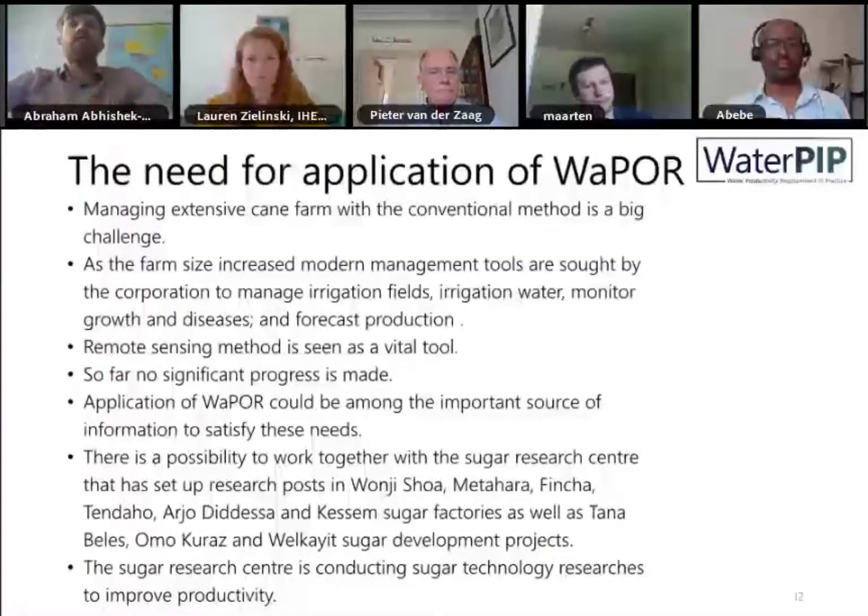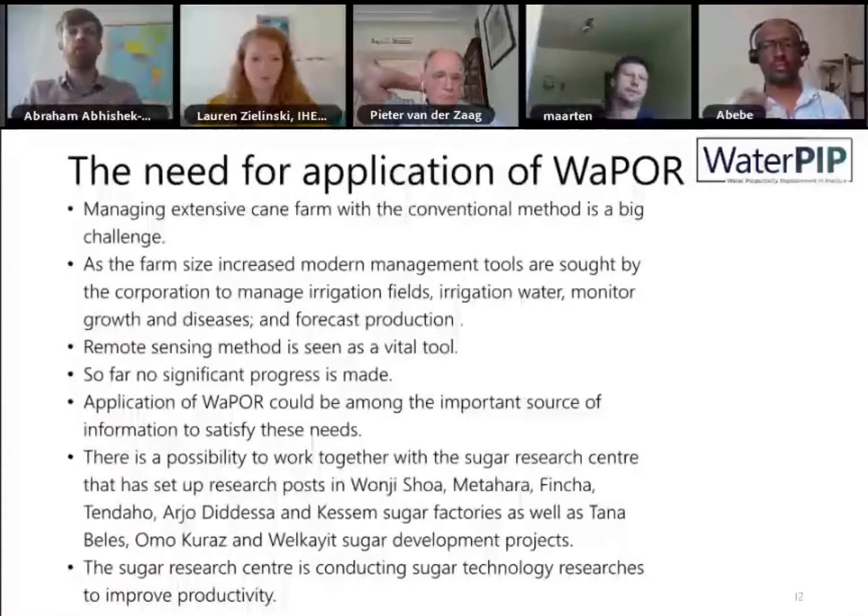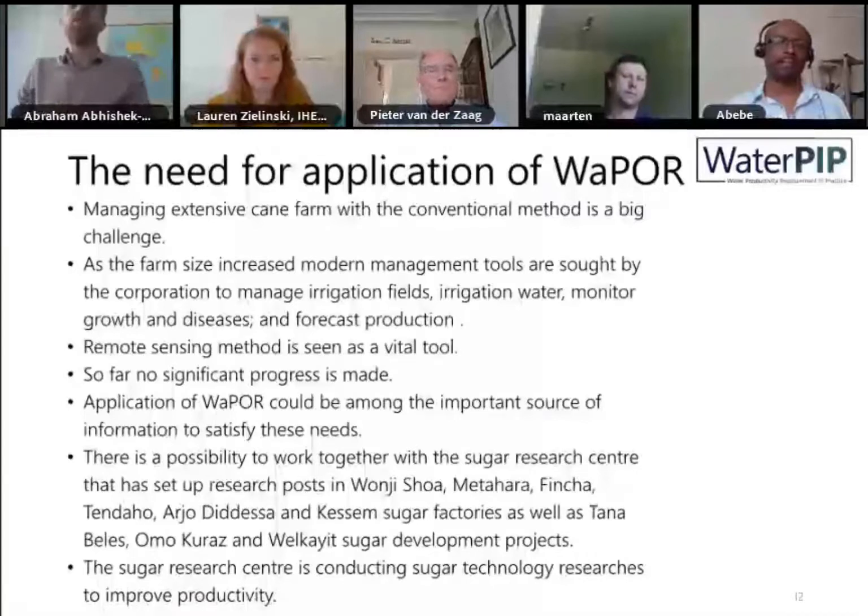With regards to the application of WaPOR, managing an extensive cane farm with conventional methods is a big challenge. As Abera also highlighted, measuring water that is going in is possible, but within the system, particularly within furrow irrigated systems, it sort of gets lost, and it's very difficult to actually see where water is going.